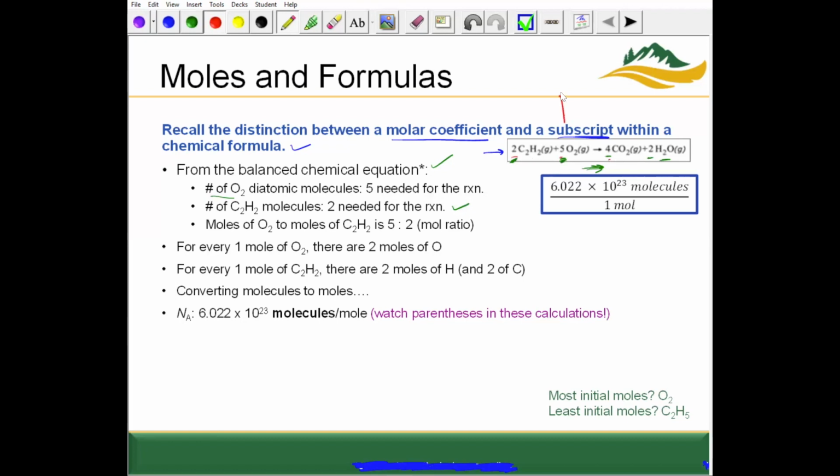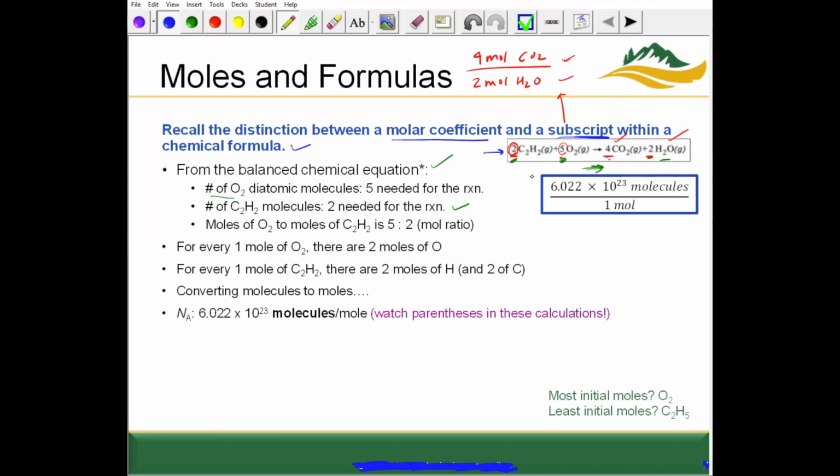What we can also then connect is how many moles of a reactant are needed for how many moles of another reactant, or how many moles of a reactant are needed for this many moles of a product to be produced. We can also correlate this many moles of a product to this many moles of a product. So for example, for the products, for every 4 moles of CO2, there are 2 moles of H2O that are produced. So we can use these molar coefficients from this balanced equation to make all these mole-to-mole ratios.